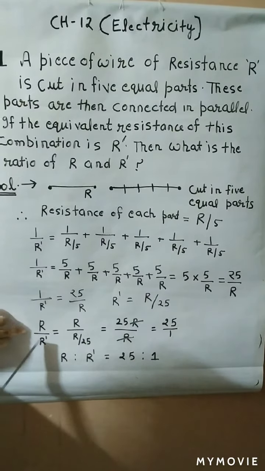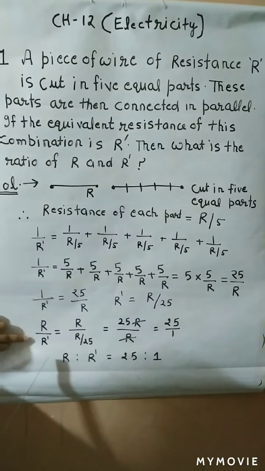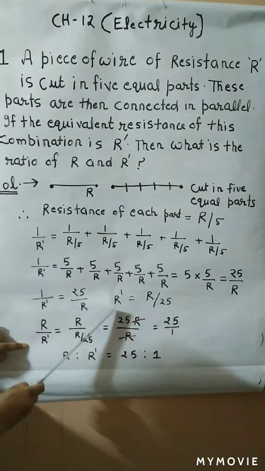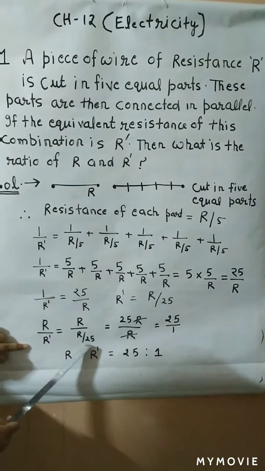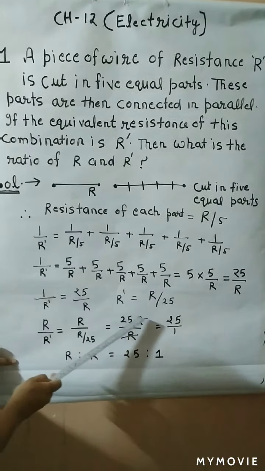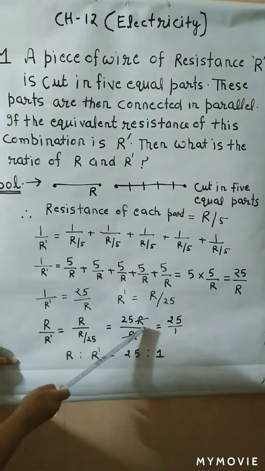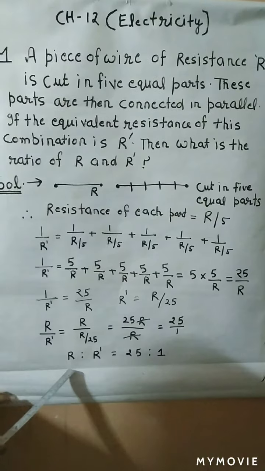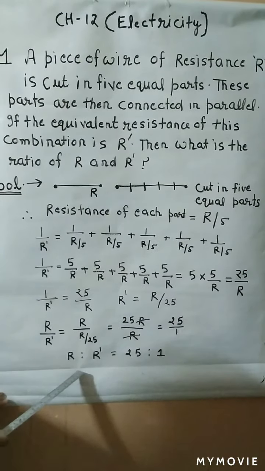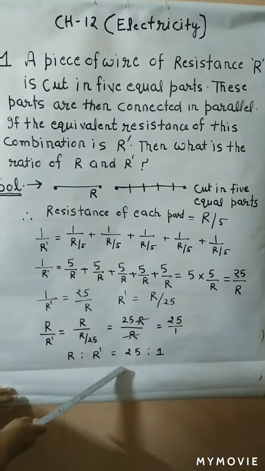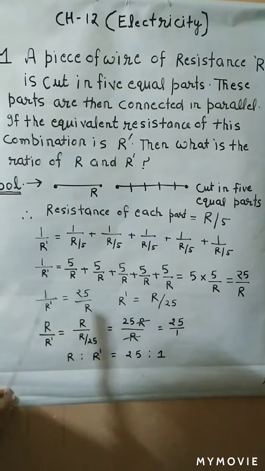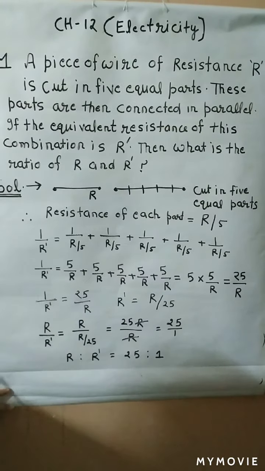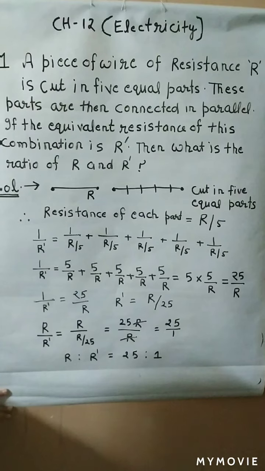Now we have to take the ratio R upon R dash. R is already given, and the R dash value is R upon 25. So 25 R will go in the numerator here. R and R cancel out, and we will get the ratio 25:1. This is the MCQ given in your book, but sometimes in the paper this question comes without options also. Then you have to solve it like this.